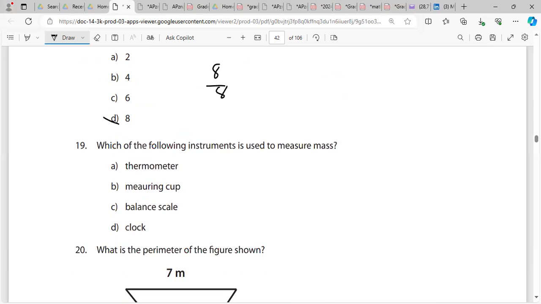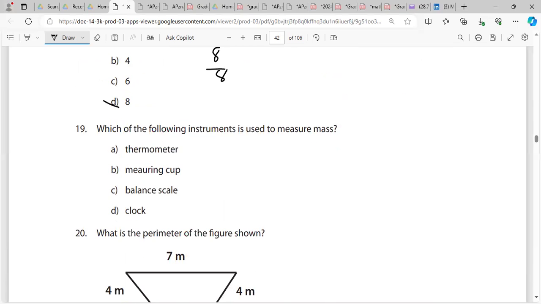Alright, which of the following instrument is used to measure mass? Is it thermometer, measuring cup, balance scale, or the clock? Which of the following instrument is used to measure mass? So that's a weight, not the thermometer. What is a measuring cup? Balance scale. Oh, scale. Sure, and I never see that, you know.